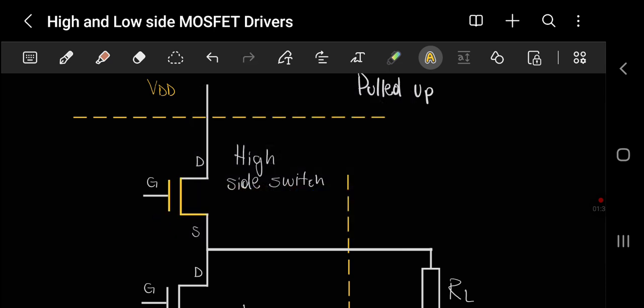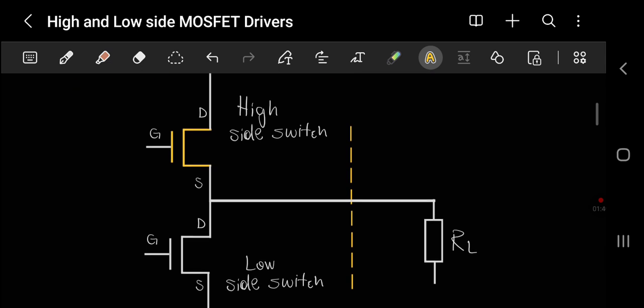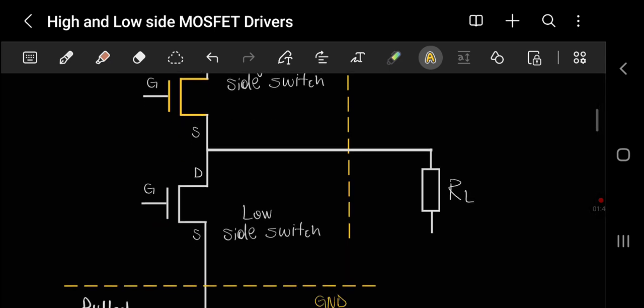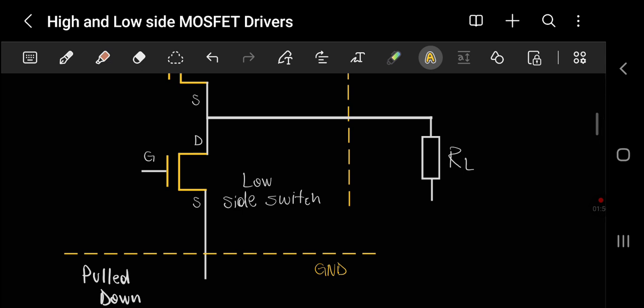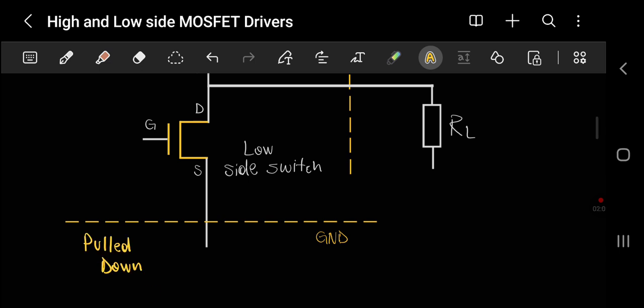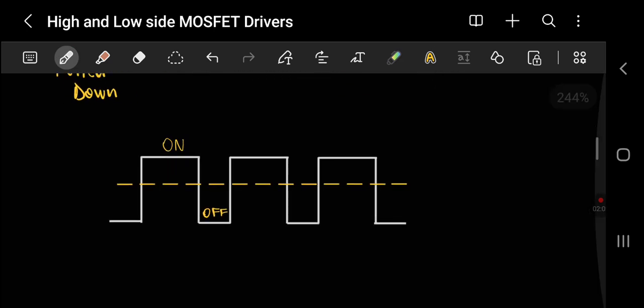When the high side MOSFET is turned on, it pulls the load to VDD. At this point, the low side MOSFET is off. When the low side MOSFET is turned on and the high side is necessarily turned off, it pulls the load to GND. This switching operation provides an average signal to the load.